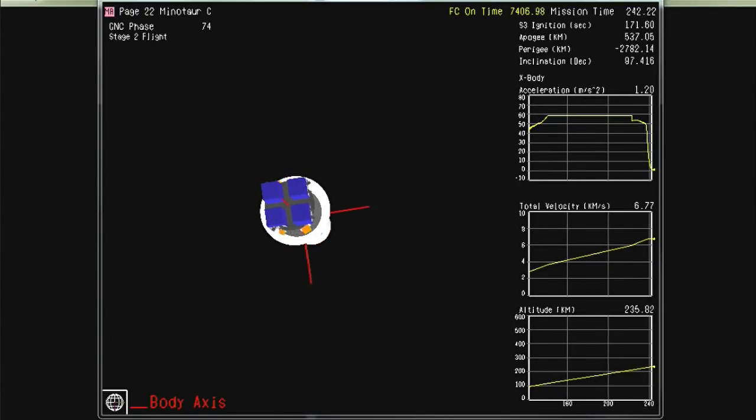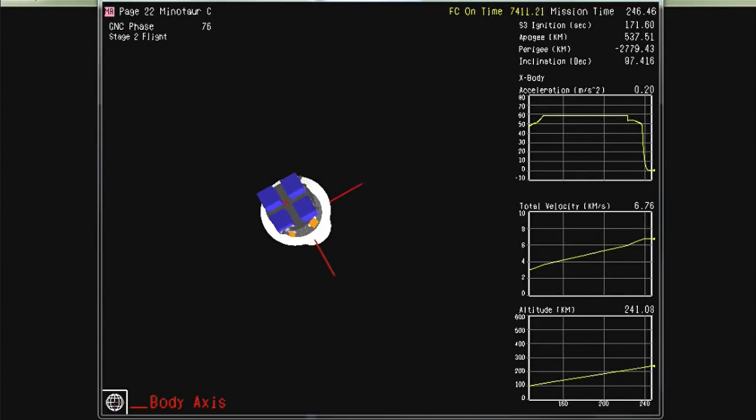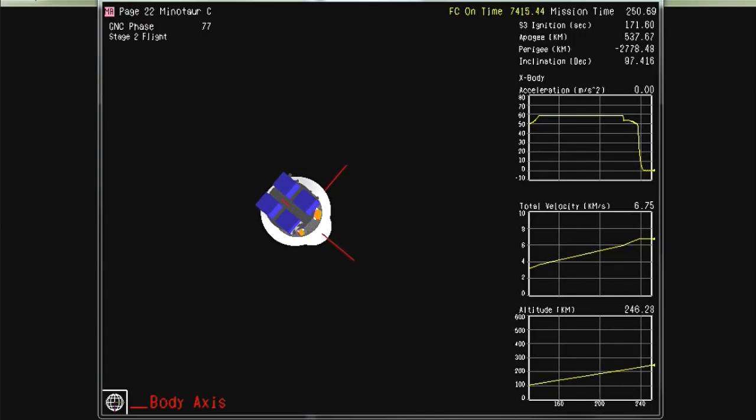Stage two burnout. Vehicle energy state is good. Fairing has separated. I repeat, the fairing is confirmed to have separated and fully deployed.